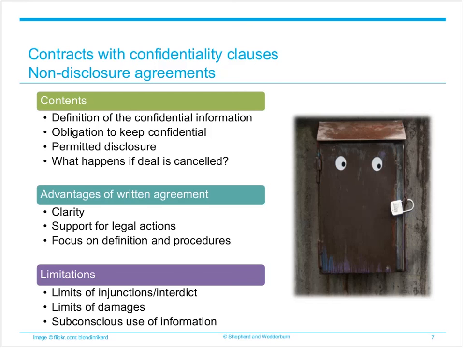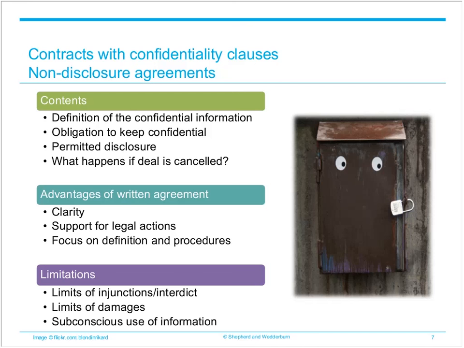But the non-disclosure agreement is not a silver bullet, and its limitations should be borne in mind. We will look at this in further detail in our third webinar in this series, which will focus on preventing misuse of confidential information. But in brief, there are some issues with potential remedies for a breach of confidentiality obligation. Firstly, the main remedy for a breach of a non-disclosure agreement is an injunction, called an interdict in Scotland, to prevent release of the confidential information.